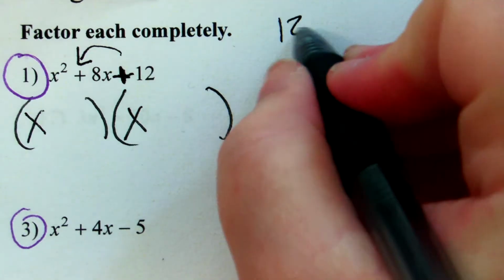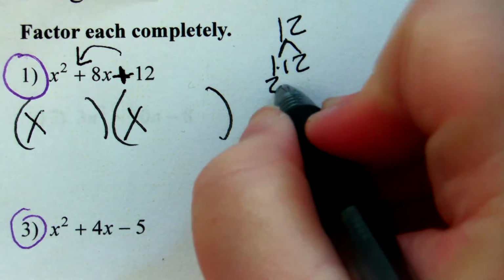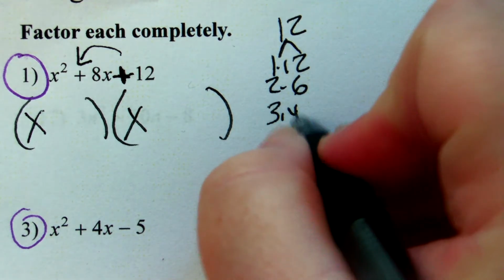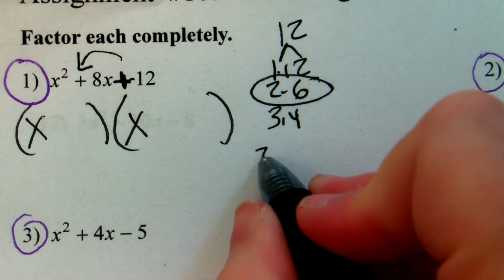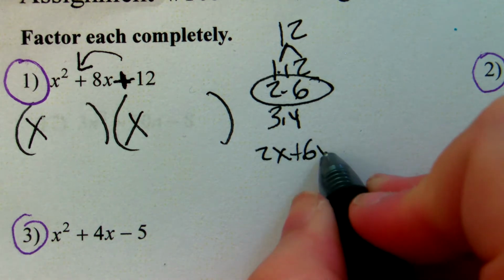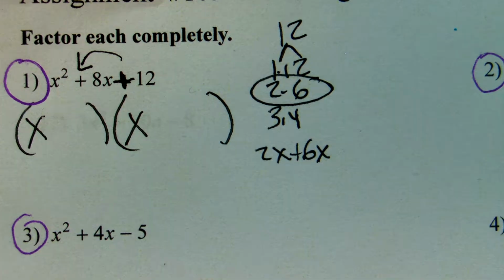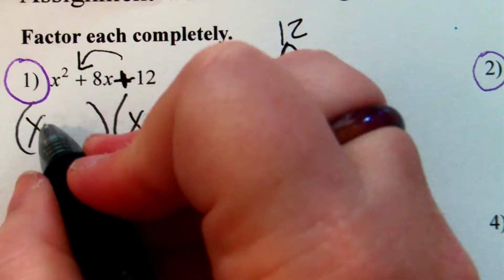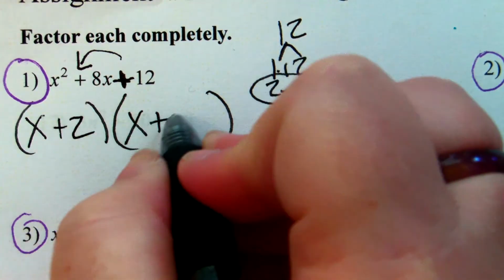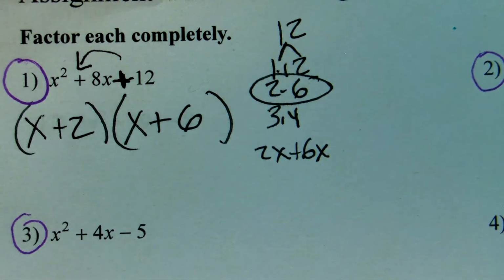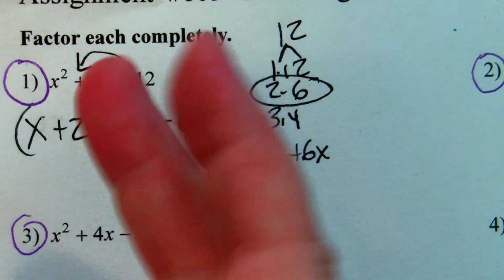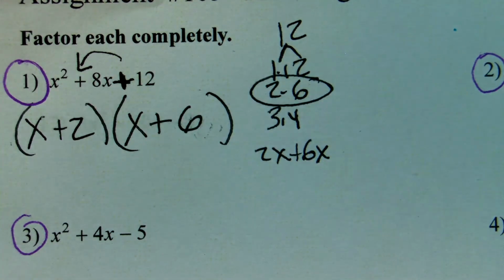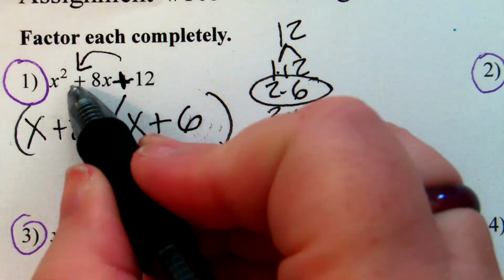So I go over here to 12 and do 1 times 12, 2 times 6, 3 times 4. And the numbers that add up to 8 are 2 and 6. So I get 2x plus 6x gives me 8x. And 2 times 6 is 12. So I do plus 2, plus 6. And you can have these two terms switched because they're both pluses, so it doesn't matter. You can have x plus 6 times x plus 2. So if there's a plus here, they're both going to be the same as this, and you're going to be adding.